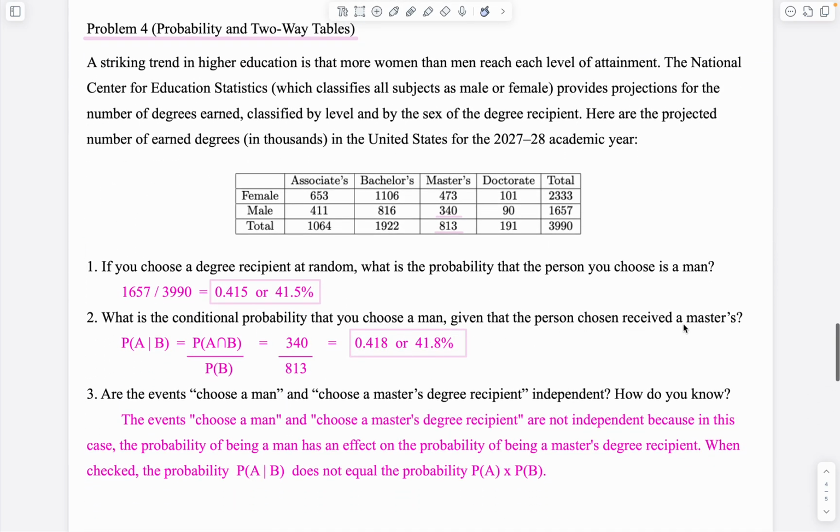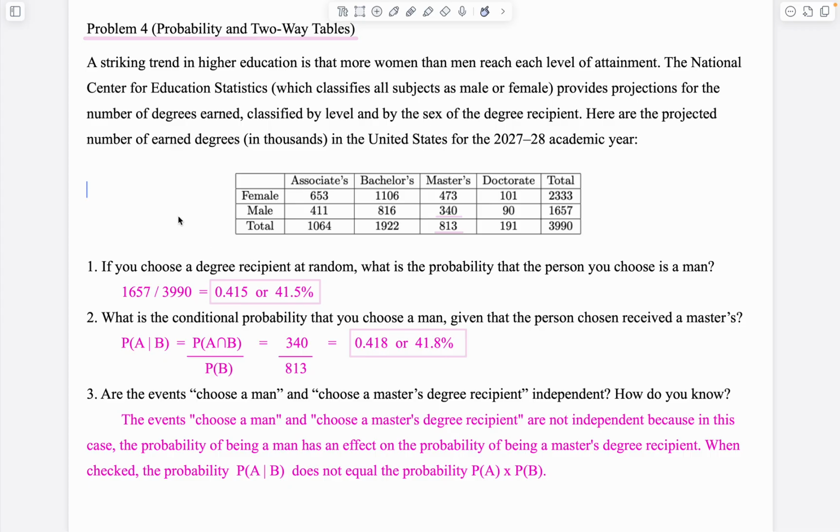Now on to the last question. Problem 4 asks, a striking trend in higher education is that more women than men reach each level of attainment. The National Center for Education Statistics, which classifies all subjects as male or female, provides projections for the number of degrees earned, classified by level and by the sex of the degree recipient. Here are the projected number of earned degrees in thousands in the United States for the 2027-2028 year. And this is in this table right here.